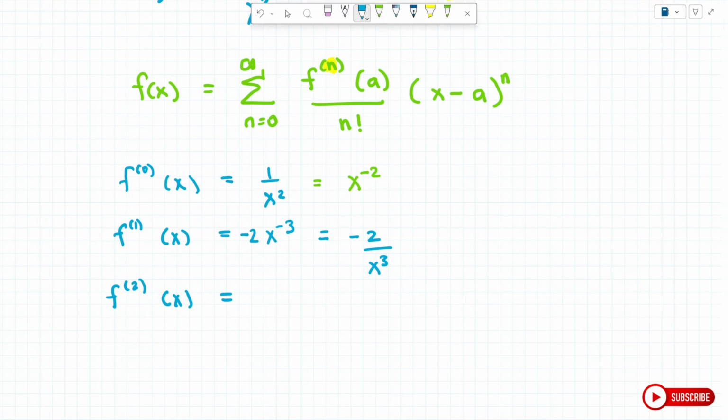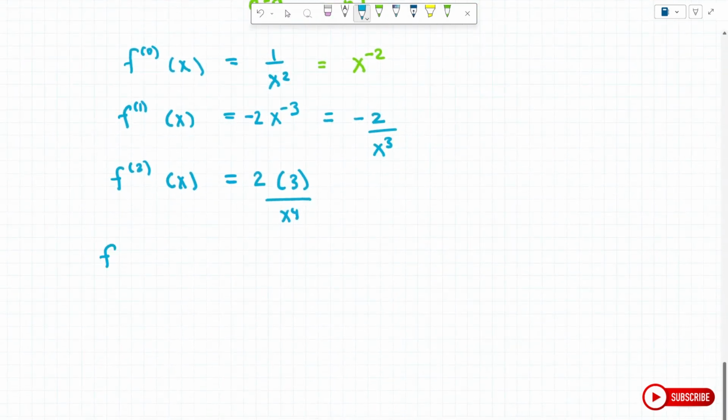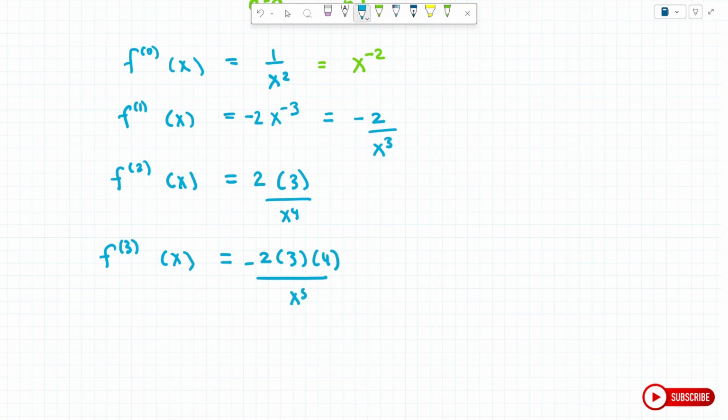If you need any help here, you can just pause it, work on this yourself to try to get the answer, and then play again if you want to verify. So the next one here is going to be positive 2 times 3 over x to the power of 4. And then after that, let's do f to the 3 of x, and this is going to be negative 2 times 3 times 4 over x to the 5. So I'm just using that power rule again and again.